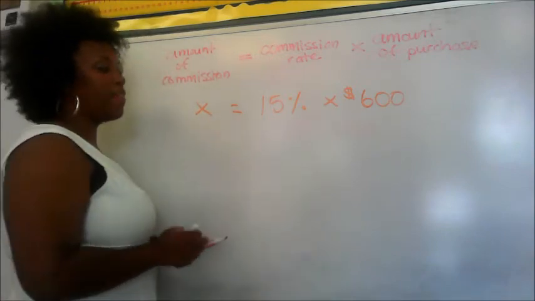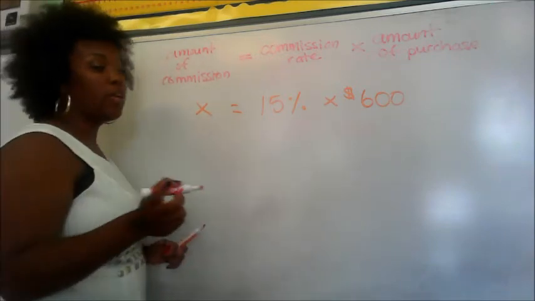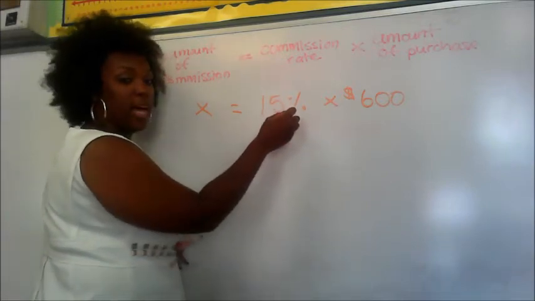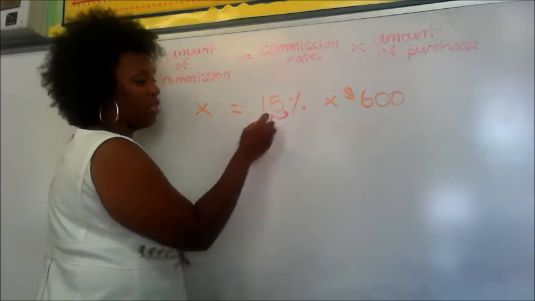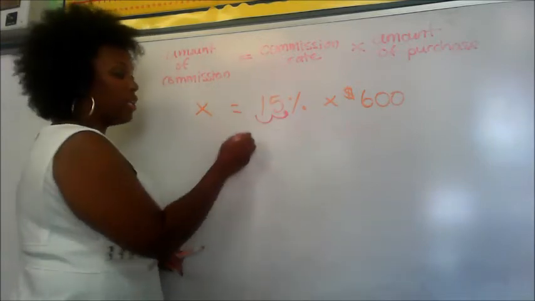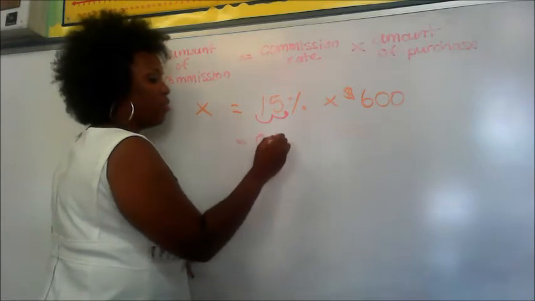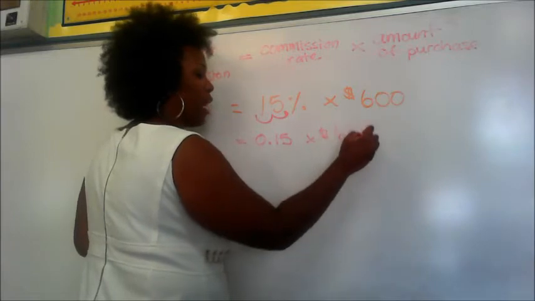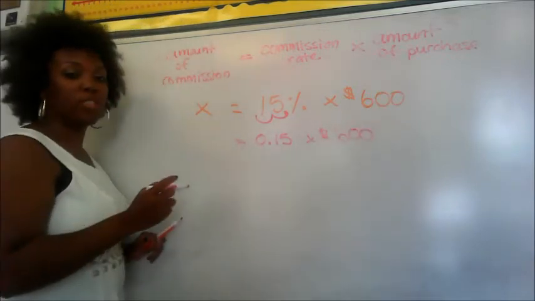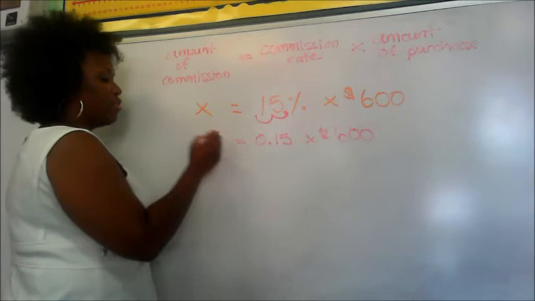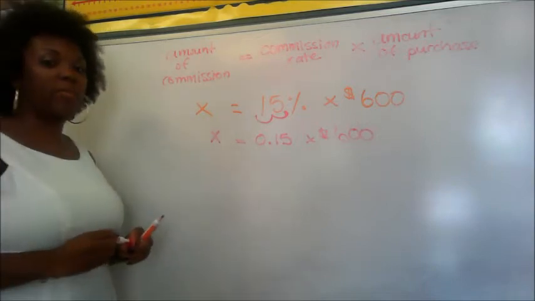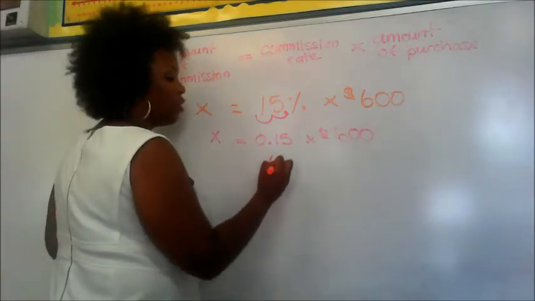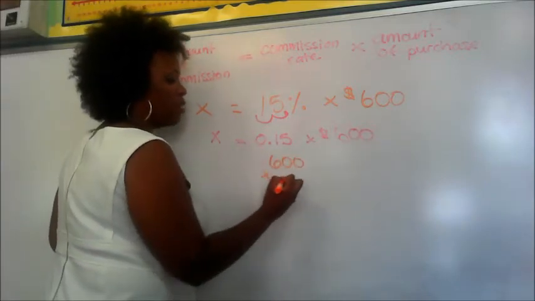So in order to make 15% a decimal, I remember that I'm going to find the decimal. Right here it lives behind the 5. And I'm going to move it 2 places to the left. So this 15% now turns into 0.15. Still going to be multiplying this times the $600 amount of purchase. Now this is going to give me my commission. So now I need to go through and show my work. So I know I'm going to multiply 600 times 0.15.